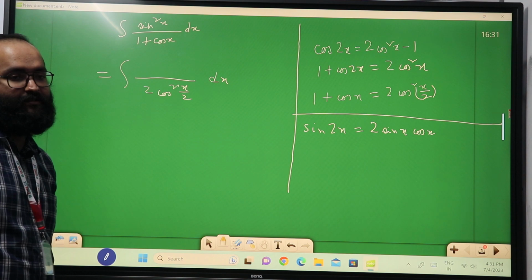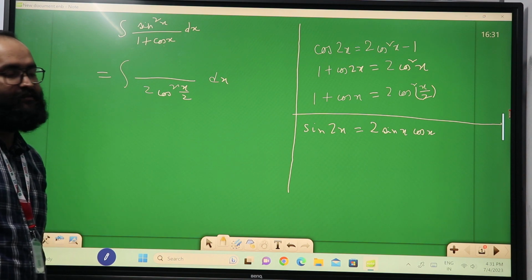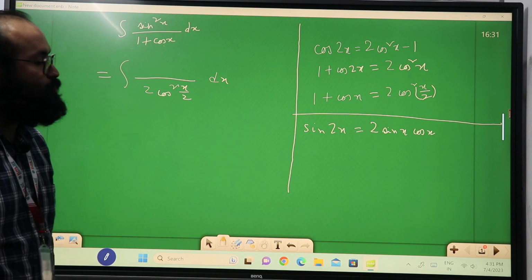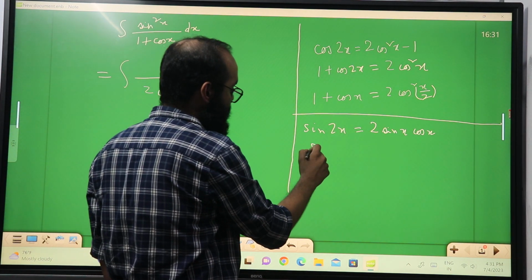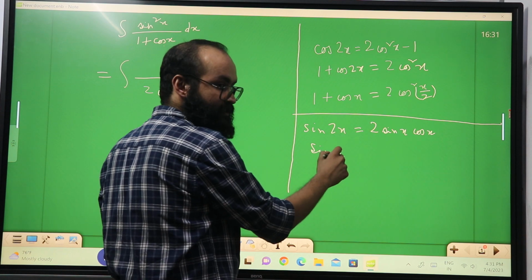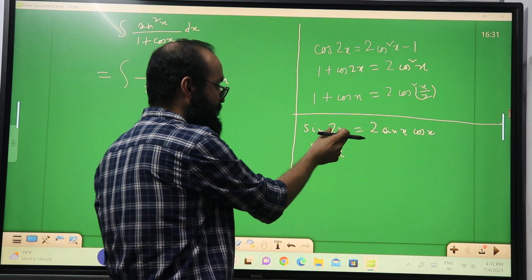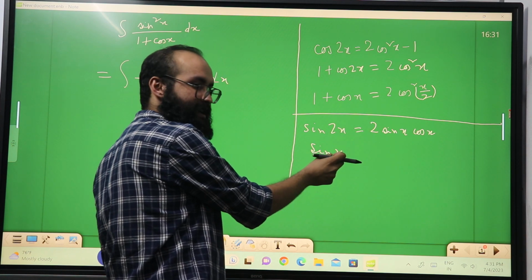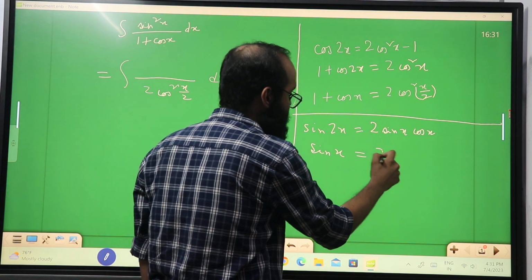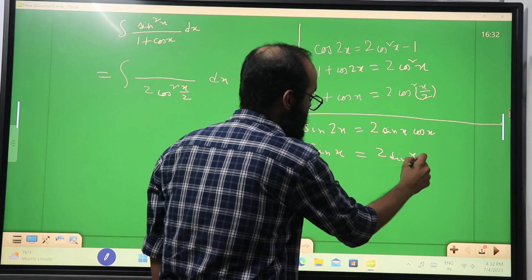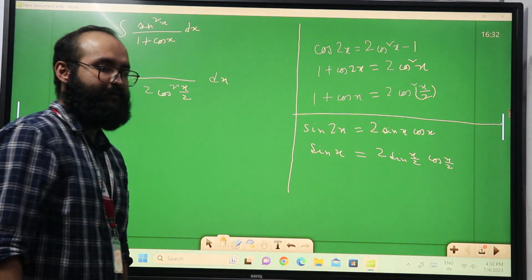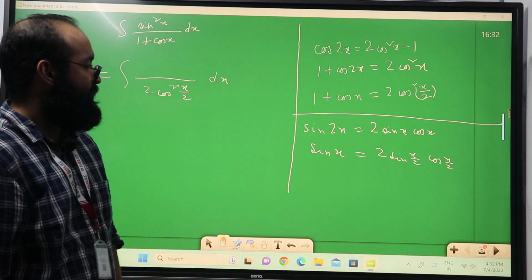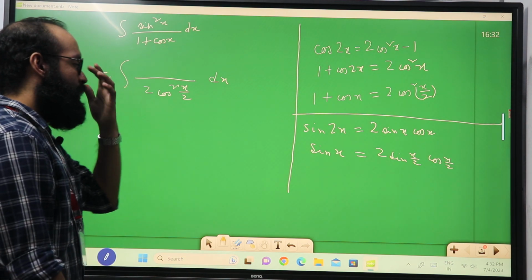What happened? So, what is sin 2 theta? 2 sin theta, cos theta. So instead of 2x, if I write simply x, submultiple angle, taking half of 2x, that is simply writing x. Similarly, this side also, the angles will become half, isn't it? All the angles will become half. Sin x equal to 2 sin x by 2 cos x by 2.